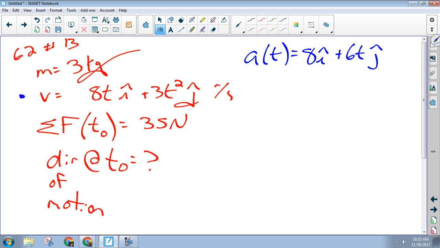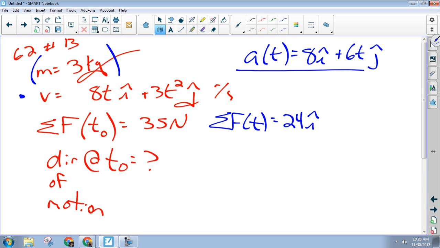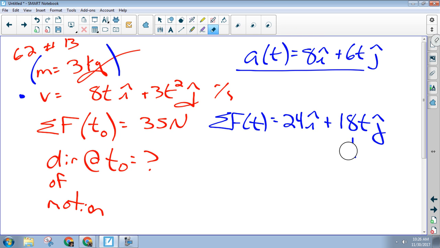What'd you do next? I did the net force x equals 3 times 8. Okay, this works. I'm going to do the same idea, just write it slightly differently. My net force as a function of time is mass times acceleration, right? So what's 3 times 8i? 24i plus 3 times 6tj, which is 18tj. This is your Fx and this is your Fy. Everybody good with that? So now what?